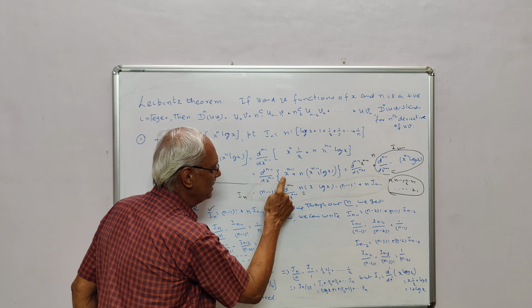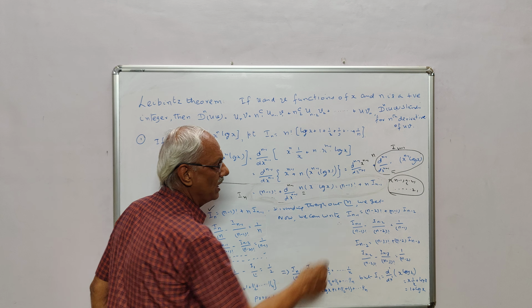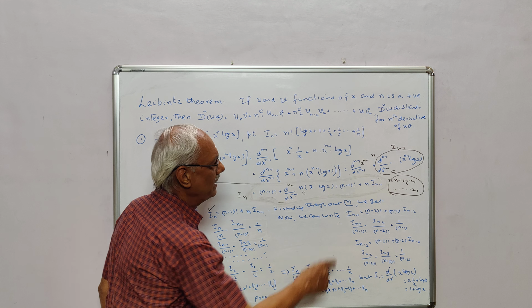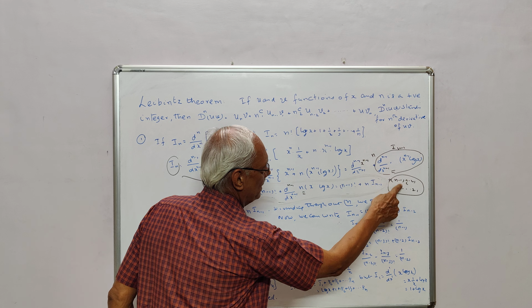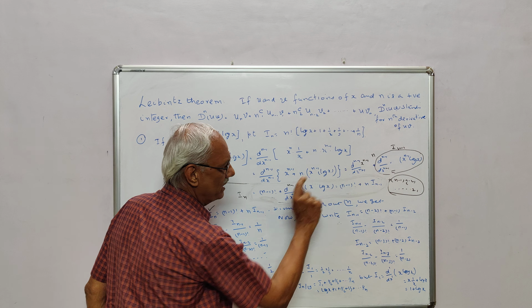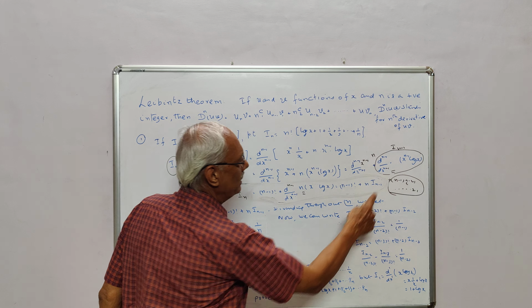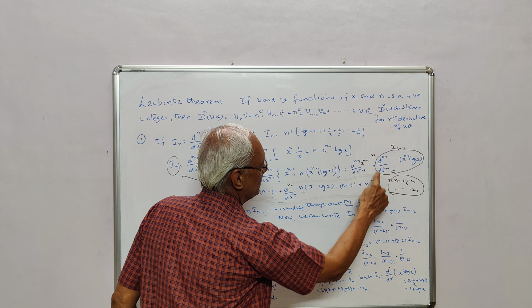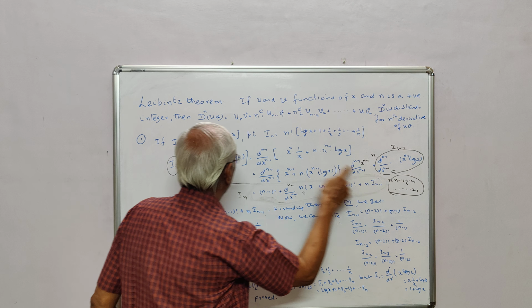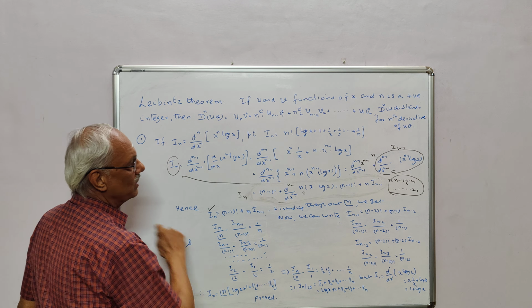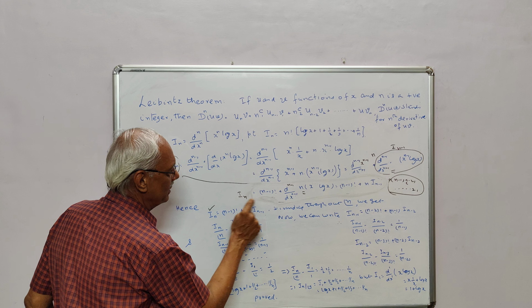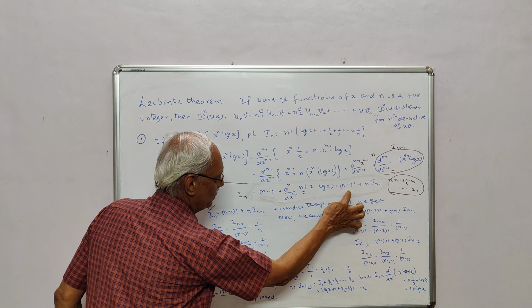When you differentiate this successively again and again, ultimately you will get (n-1)(n-2) up to 2, 1. Therefore, you will get (n-1) factorial. Into this, n can be taken outside. So this you identified as I_(n-1). So we have got I_n.